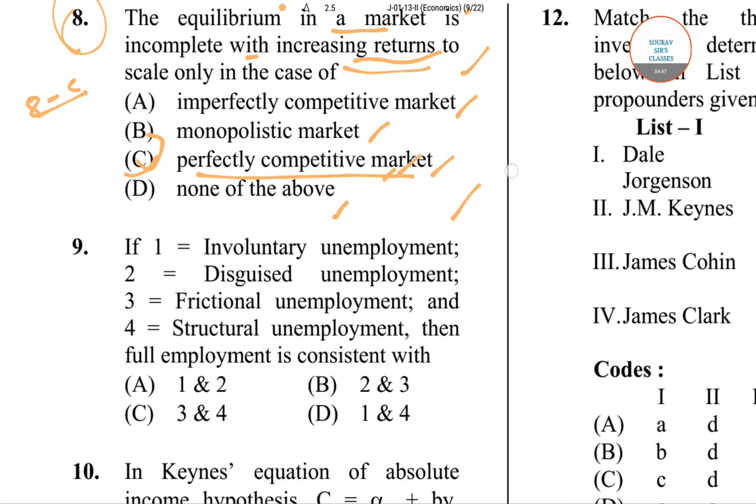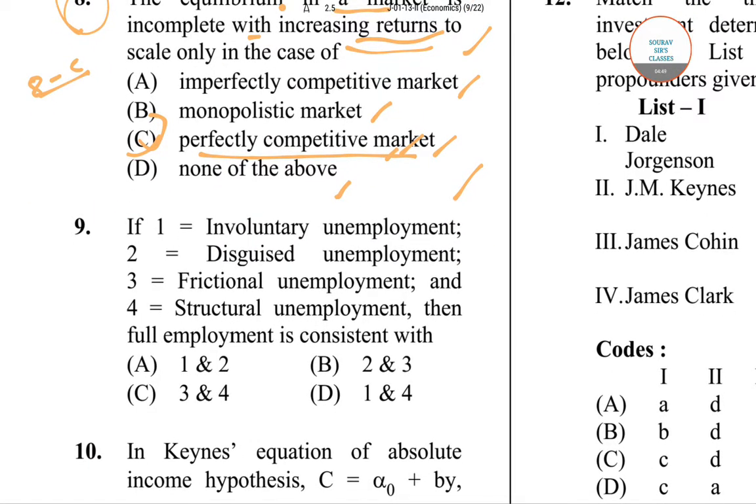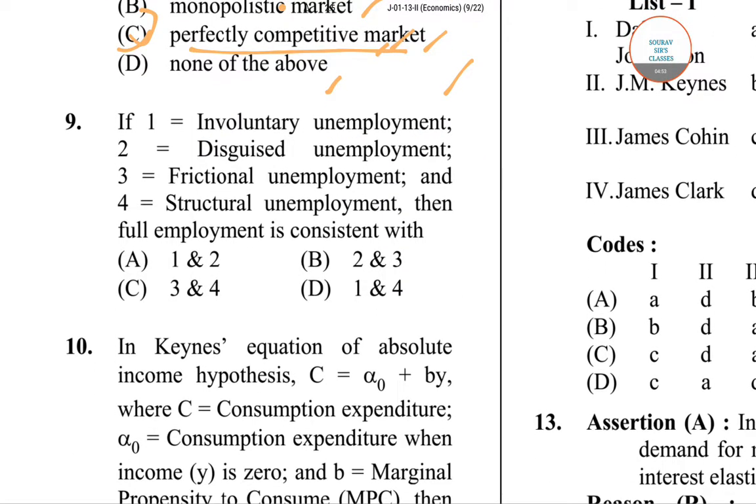Now in this video we'll solve another question, that is question number 9. So in question number 9 it is given: number 1 is involuntary unemployment. Number 2 is equals to disguised unemployment. Number 3 is equals to frictional unemployment. And number 4 is equals to structural unemployment. Then full employment is consistent with, 4 options are given. So full employment is consistent with 1 or 2, 3 or 4, 2 and 3, 1 or 4.